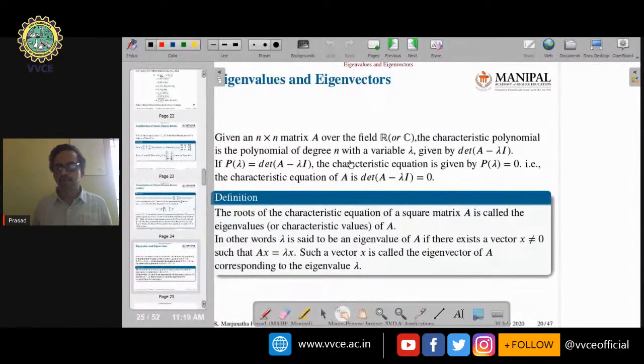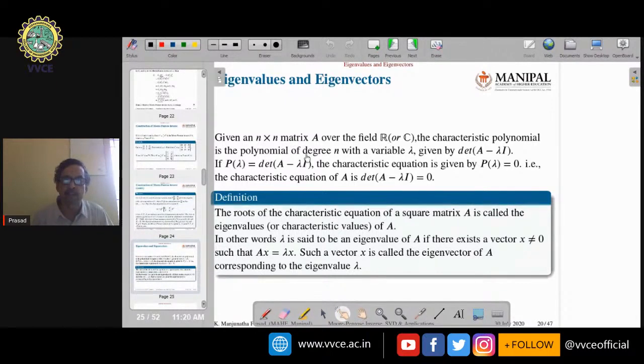So before that, let me play with this notion of eigenvalue and eigenvector. All of you have dealt with this notion of eigenvalue and eigenvector when you were in BSc or BTech first year. Given an n by n matrix, eigenvalues and eigenvectors deal with only square matrices. So if A is a square matrix, say of size n by n, over real numbers, consider its characteristic polynomial.